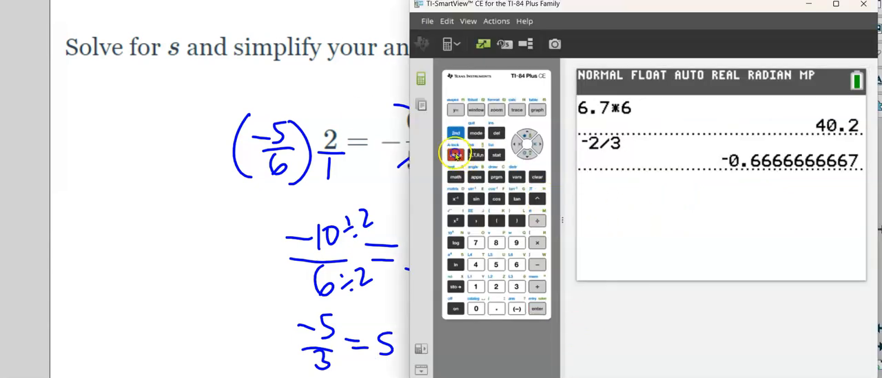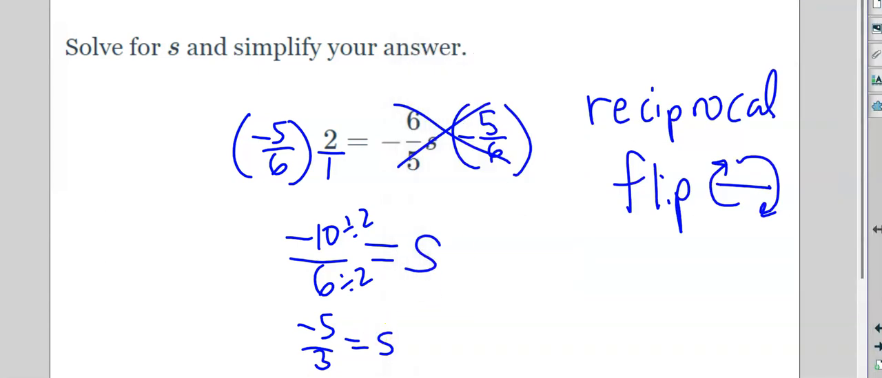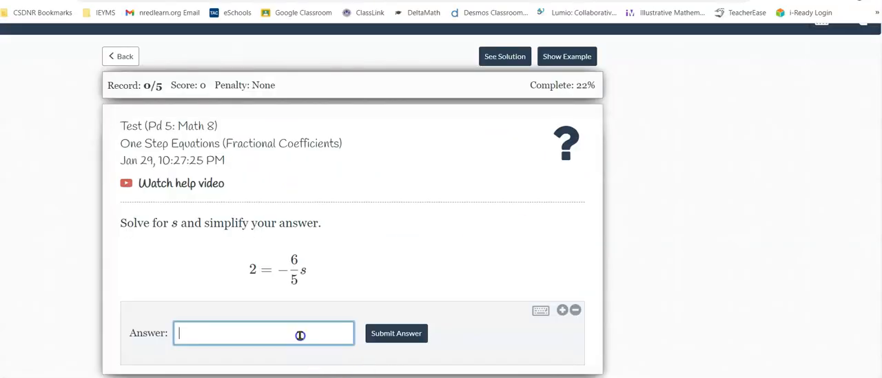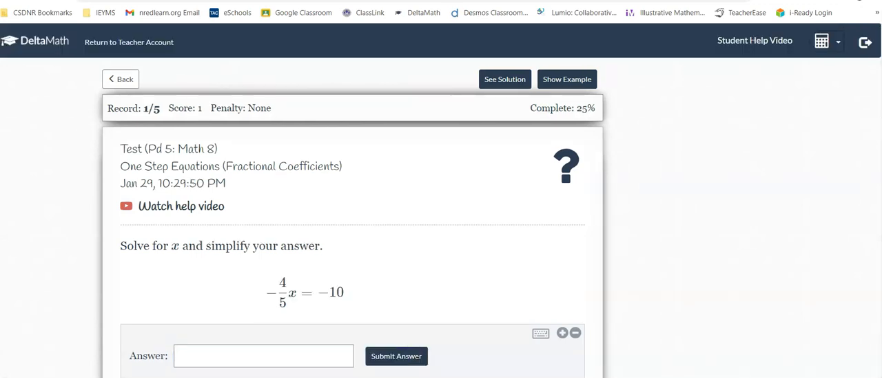So if we have negative 5/6, we use our fraction button, negative 5/6, and then we multiply that by 2, and it's going to give it to us already reduced. So negative 5/3 is our response, and that's what we'll type in. So remember, the inverse, when you have a fractional coefficient, is to multiply by the reciprocal. So a negative 4/5 would flip over to become a negative 5/4.